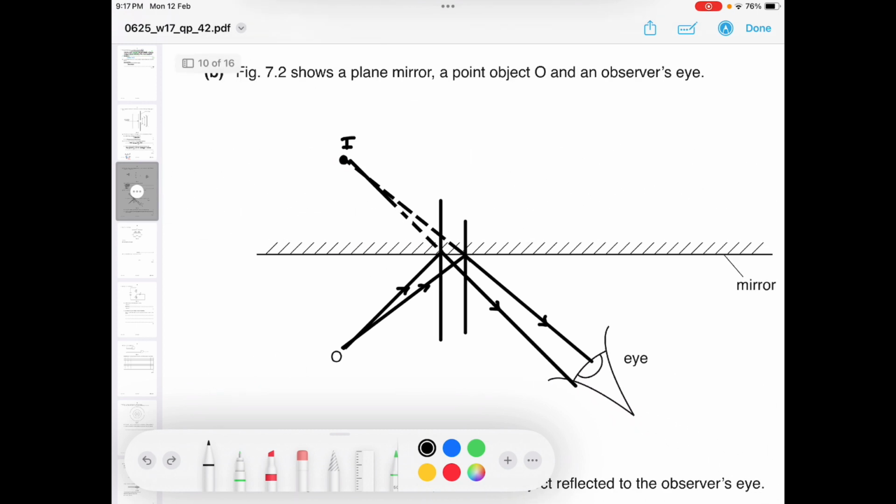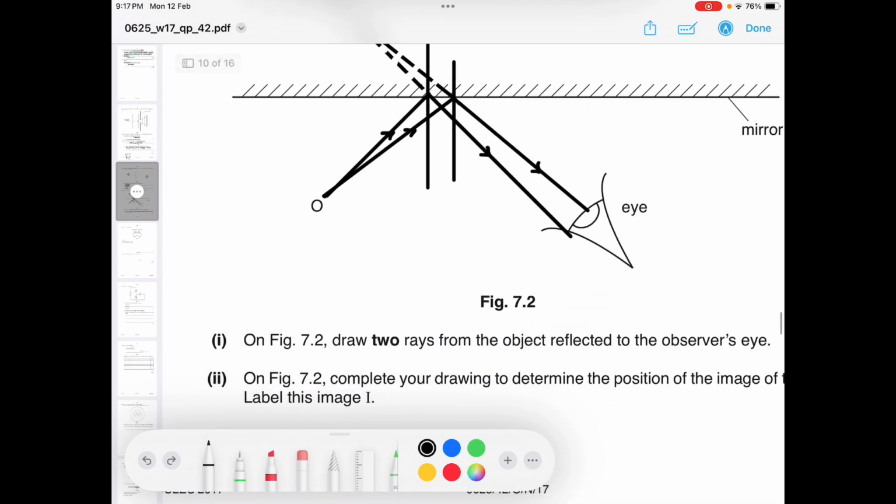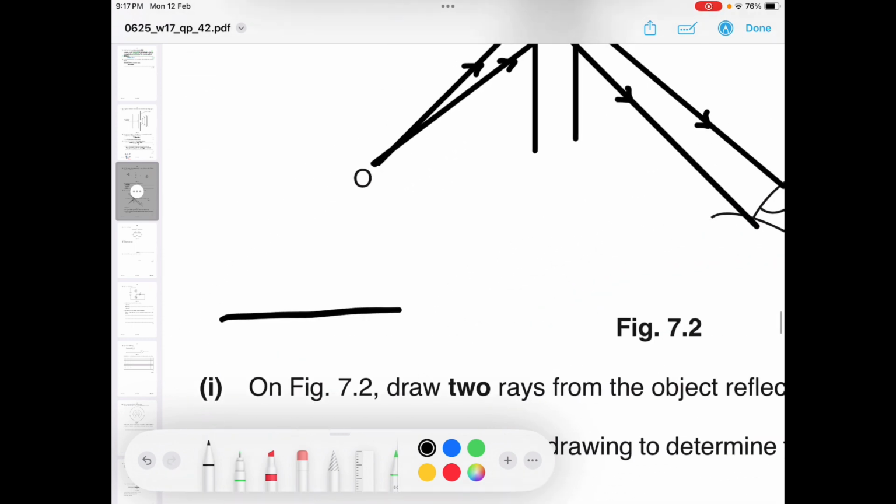Okay. Obviously the angle of incidence, this one, needs to equal the angle of reflection, this one. These two need to equal each other. This is the law of reflection.